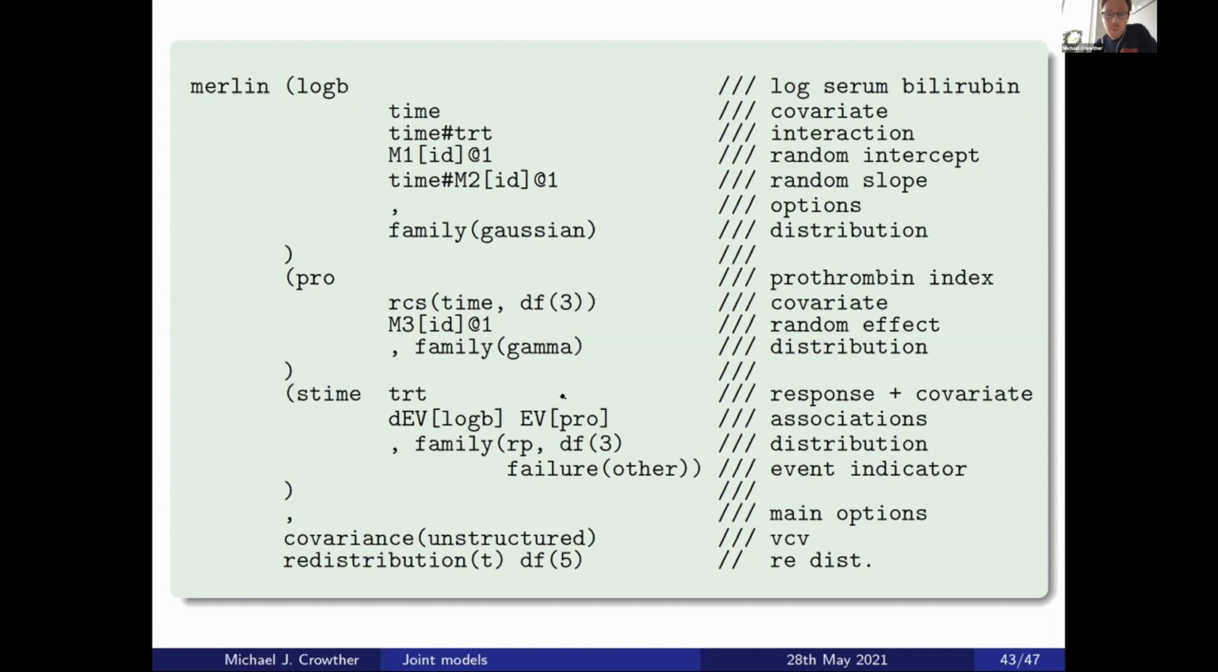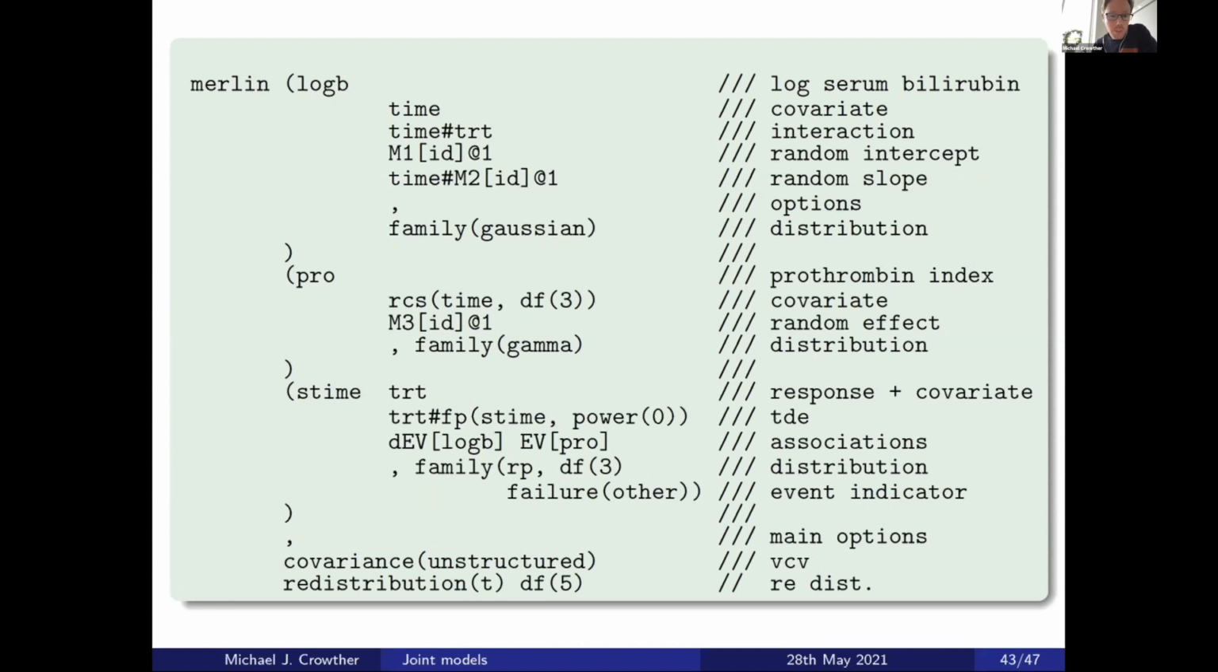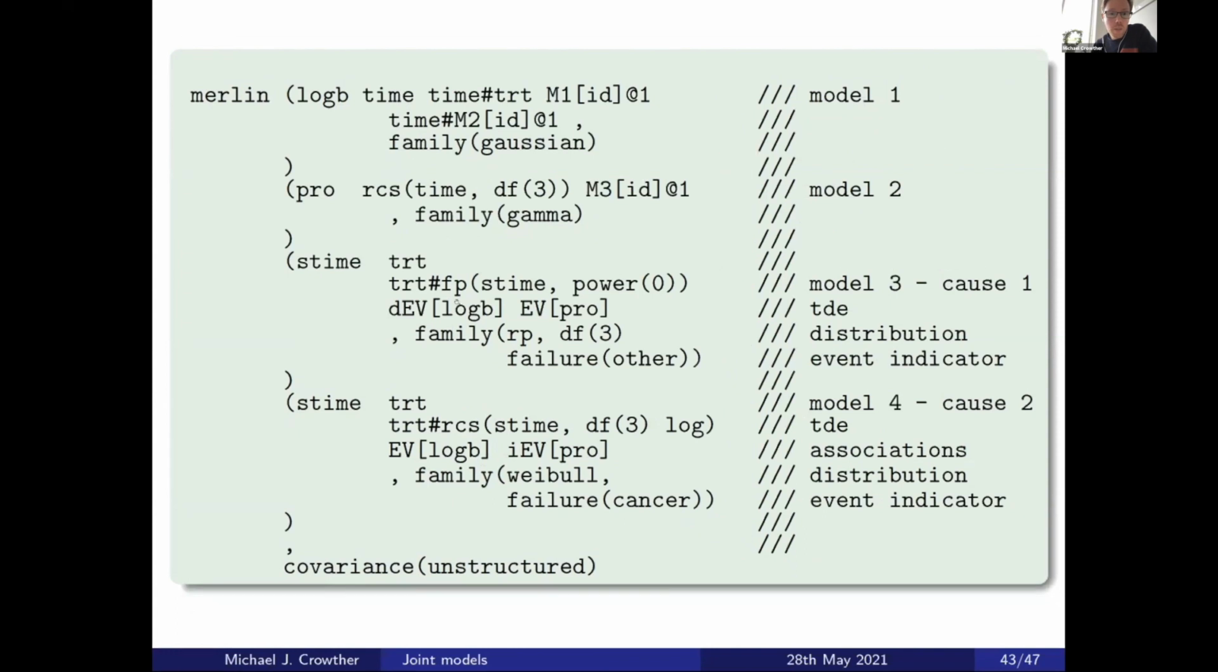Nice and simple. It doesn't matter, we can change how we model each of the biomarker models, and we don't have to change this syntax at all. What am I doing now? Time-dependent effects, non-proportional hazards in my survival outcome. Treatment interacts with a function of time. Now I've squashed up these two longitudinal models, and I'm modeling death due to other causes and death due to cancer, competing risks. All of this within a single framework. So we've got a joint model of two biomarkers and competing causes of death.